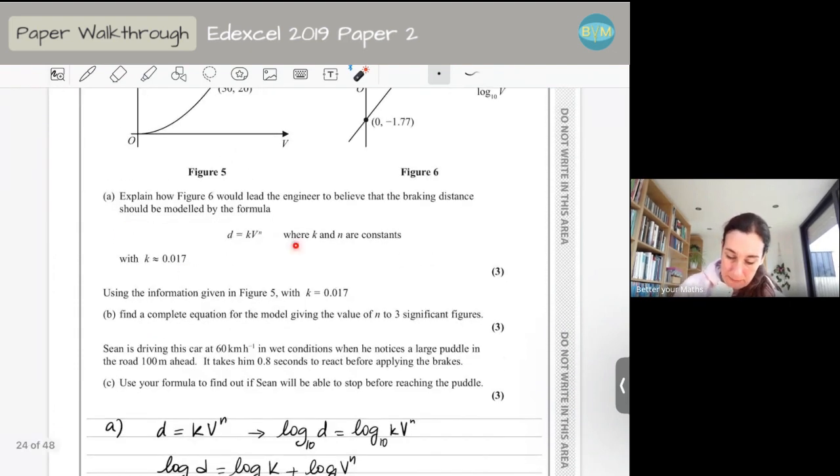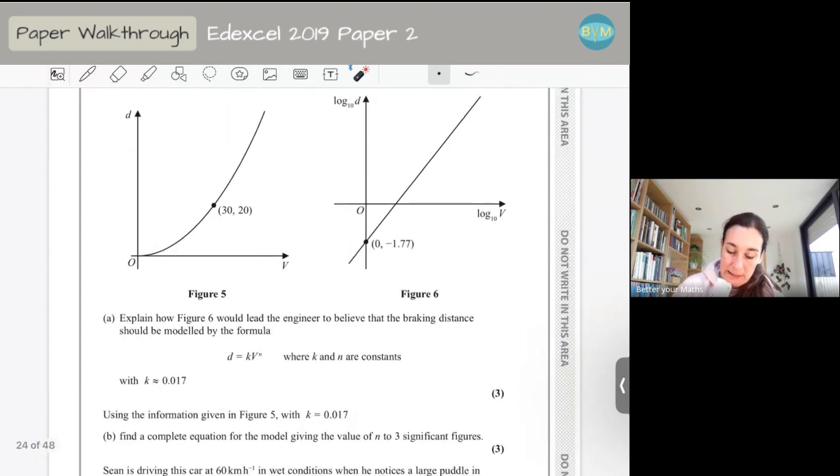So this is the first part. As I say, you can start with the formula, take logs, and see that you get a straight line, or you can start with the equation of the straight line, work with the properties of the logs, and eliminate the logs to have an expression between just D and B.